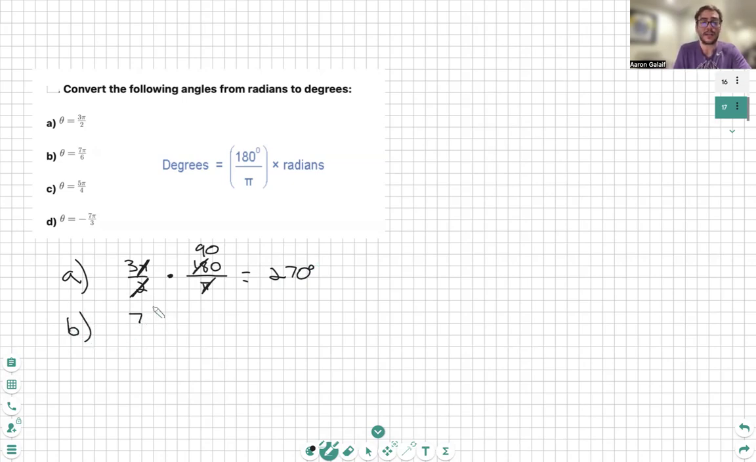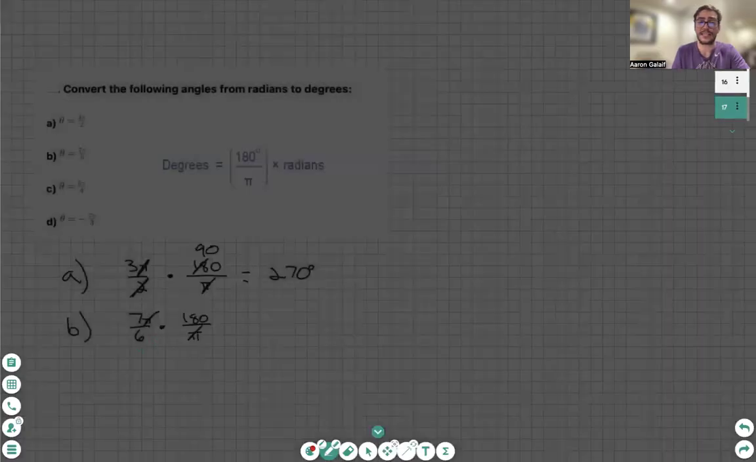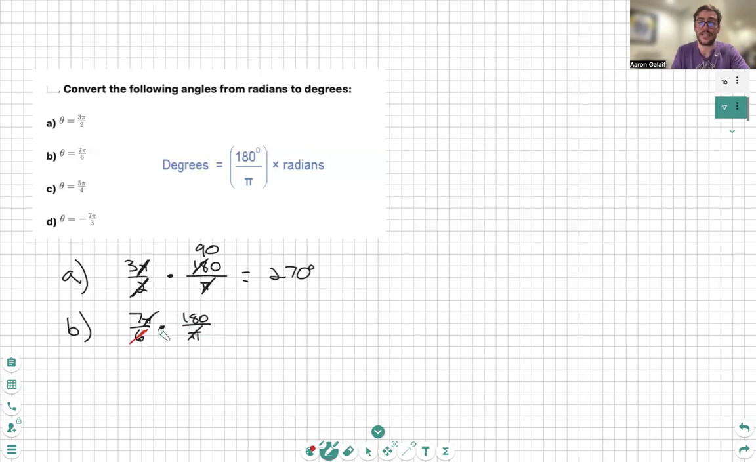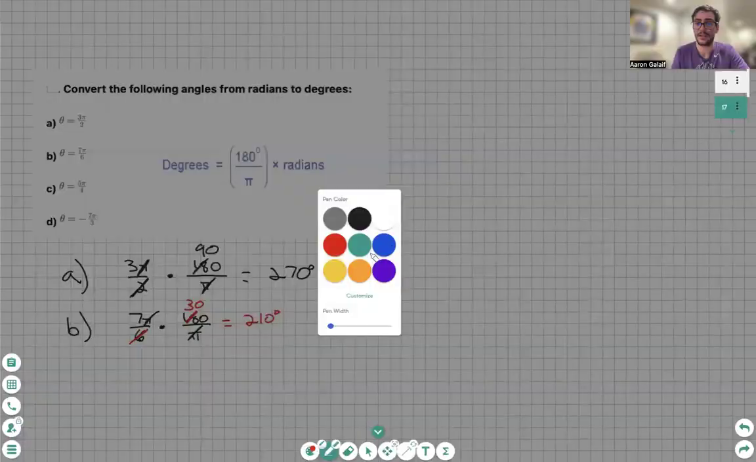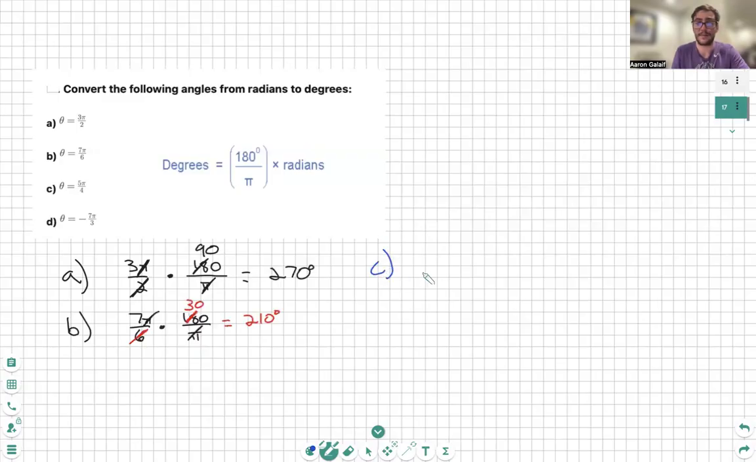So next one, B, 7 pi over 6 times 180 over pi. This will convert us into degrees. The pi's are going to cancel. And now what I see is the 6 and an 18. Well, 6 goes into 18 3 times, and we're going to keep the 0. So then all I have to do is now 3 times 7, which is 21, and keep the 0, 210 degrees. Let's do the next one, C.